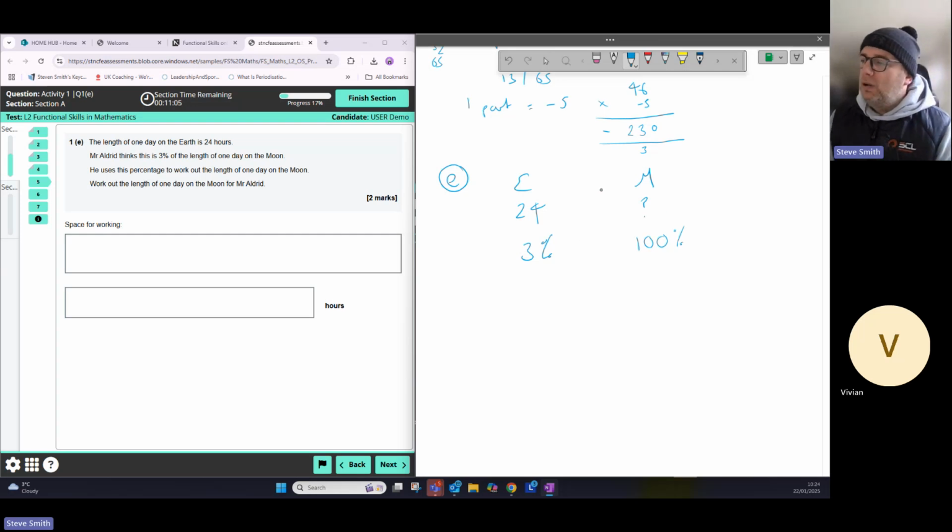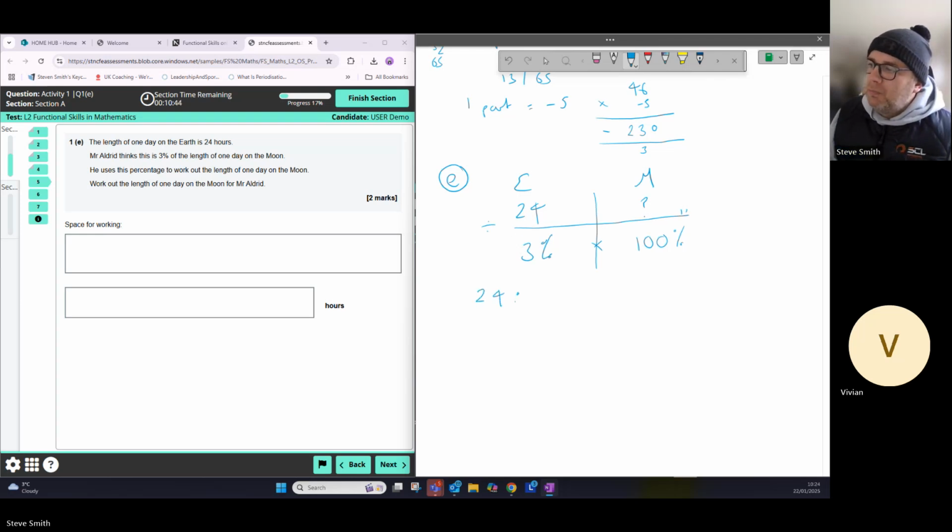So we've got our little square going on here again. If we do this one, we're going to go 24 divided by 3 times by 100 will equal that number, because we're finding out the 1% number. 24 divided by 3 equals 8. That's our 1% number. Then if we want our 100% number, we just times 8 times 100, which will be 800.